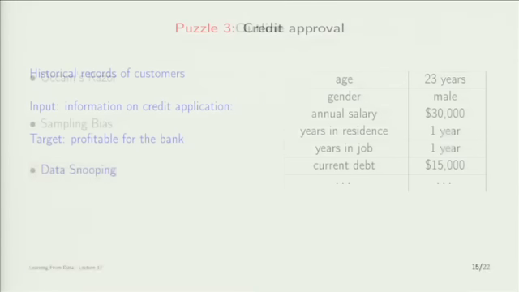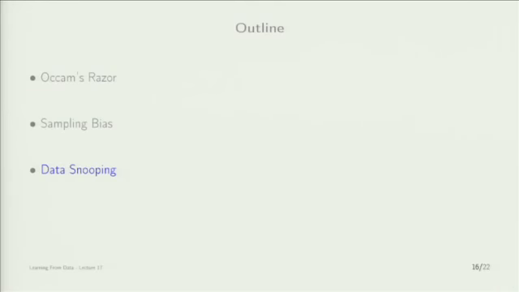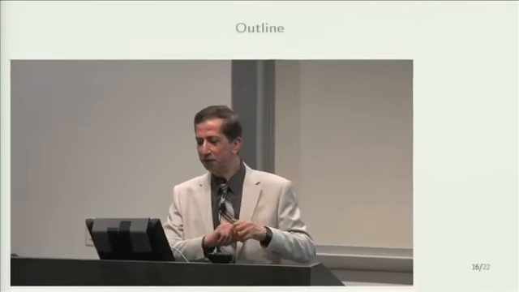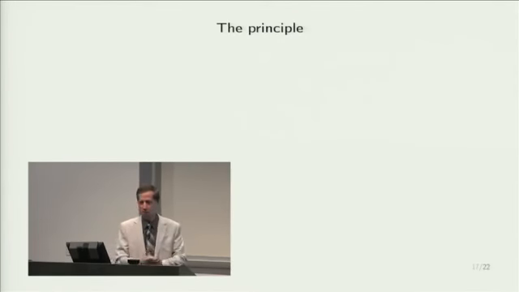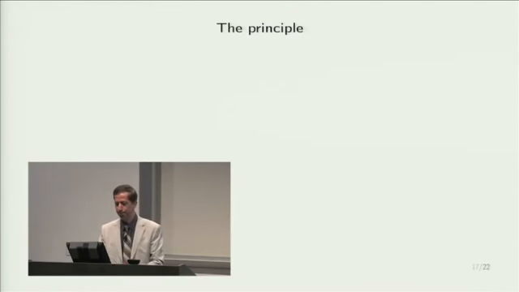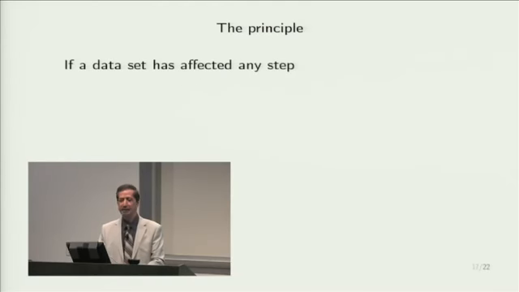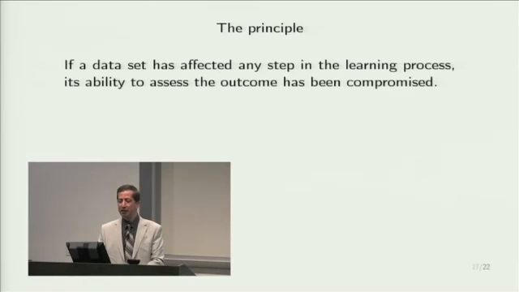Okay. Final topic, data snooping, the sweetest of all. Okay. Well, it's the sweetest because it is so tricky, okay, and manifests itself in so many ways. And let me first state the principle. Okay. The principle says, if a data set has affected any step of the learning process, okay, then the ability of the same data set to assess the outcome has been compromised.